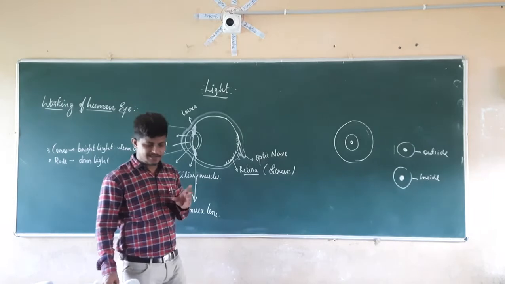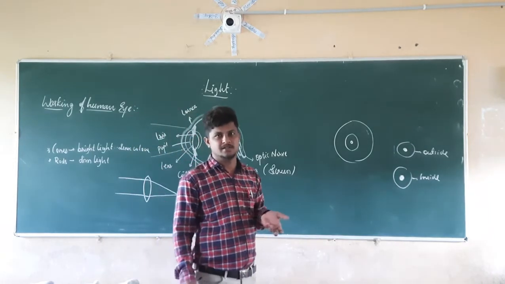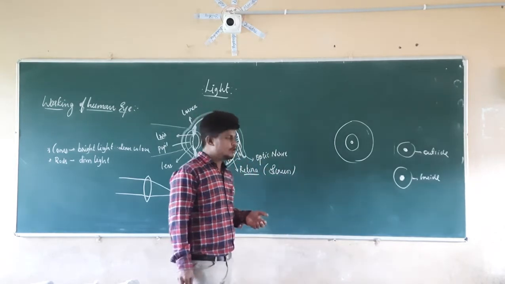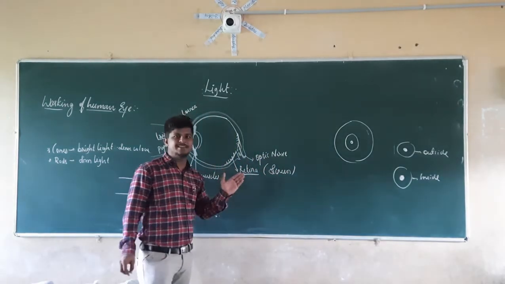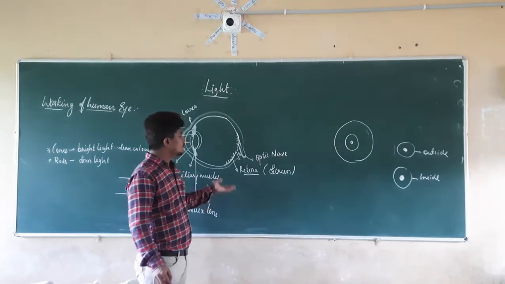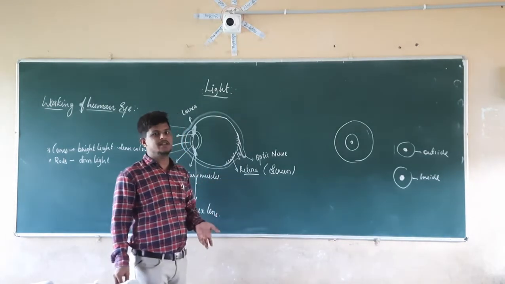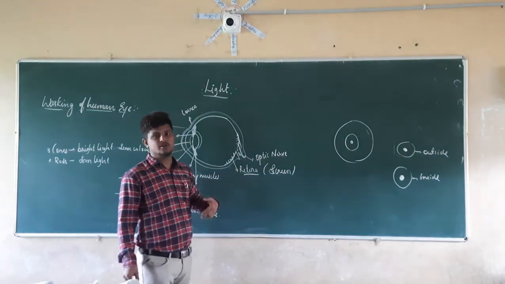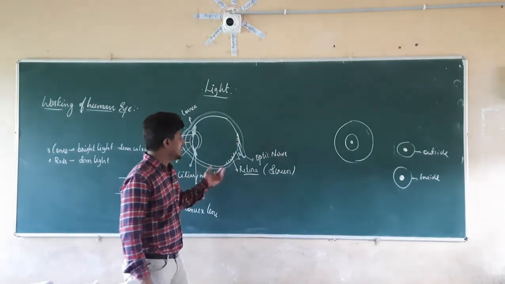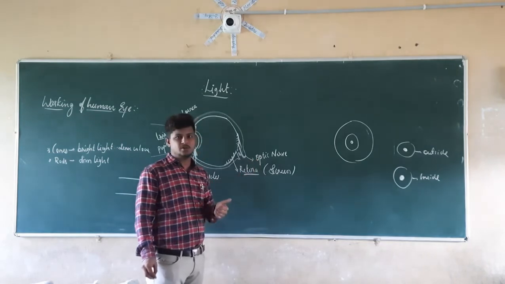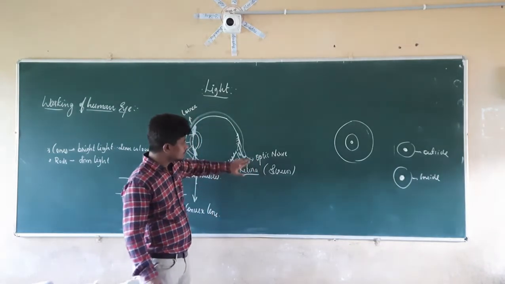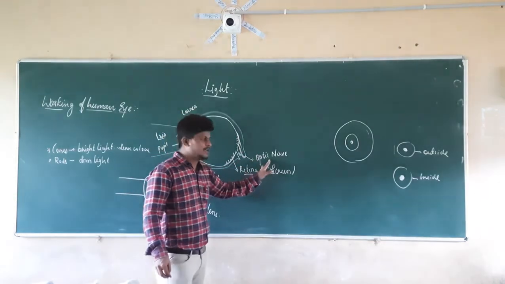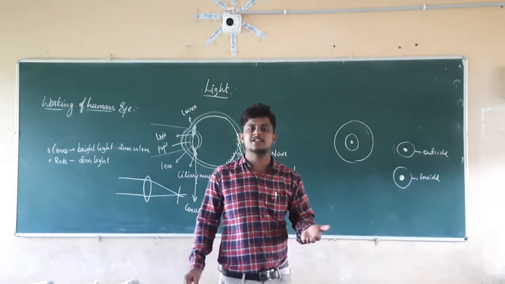Since the retina contains sensory receptors, they contain some sensory cells. Those sensory cells are going to sense the light and form the image. That image is getting converted into signals. Whatever image forms on the retina is converted into signals. Those signals are transferred to the optic nerve, and from the optic nerve the signal is transferred to the brain.